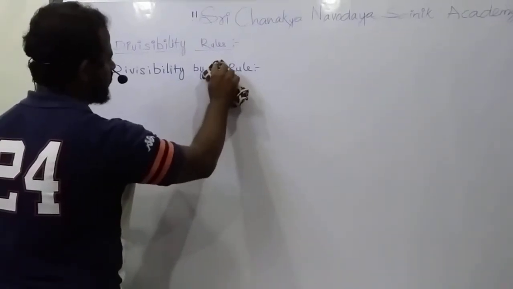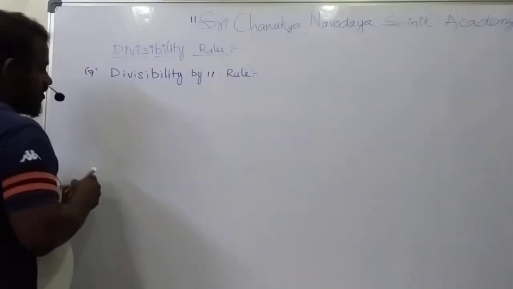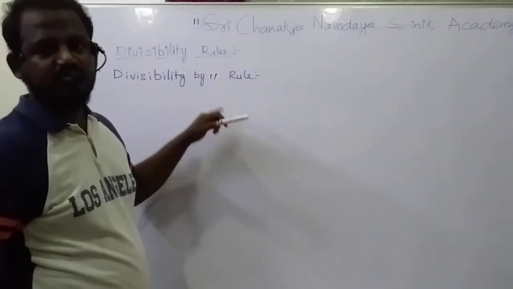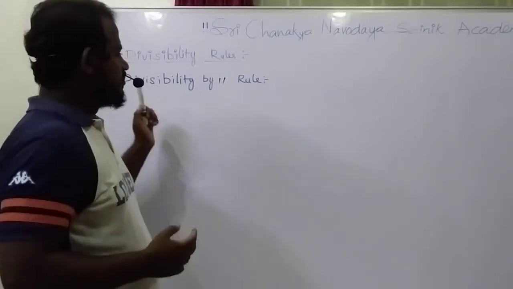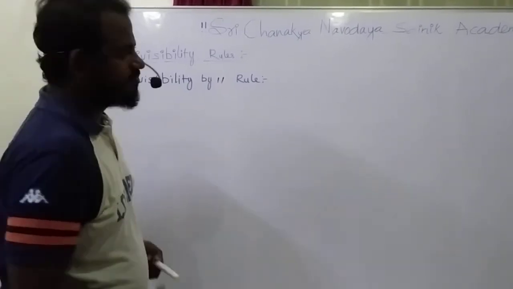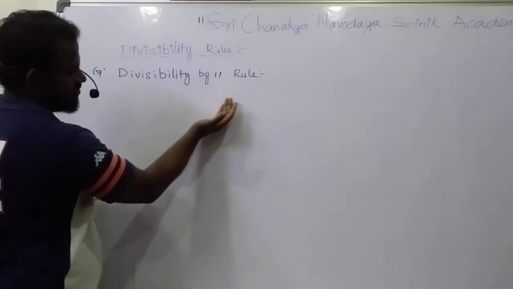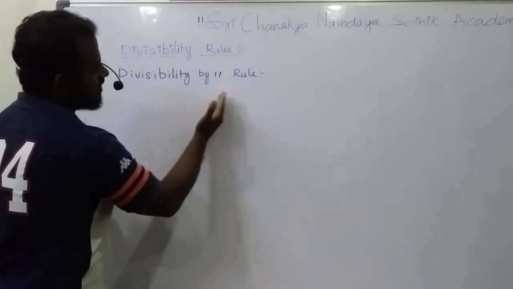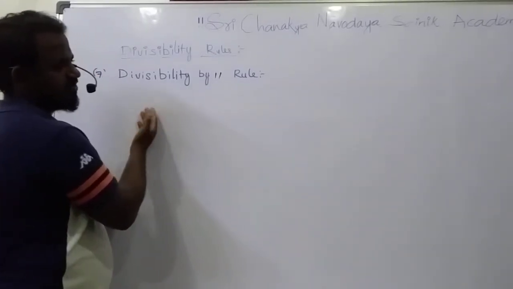Next divisibility rule is 11. Divisibility by 11. Out of all these divisibility rules, the divisibility by 11 rule is somewhat different. So listen carefully. He will give one number, right? That number is nothing but a group of digits. So we will see the places. Some digits are at odd places, some digits are at even places.